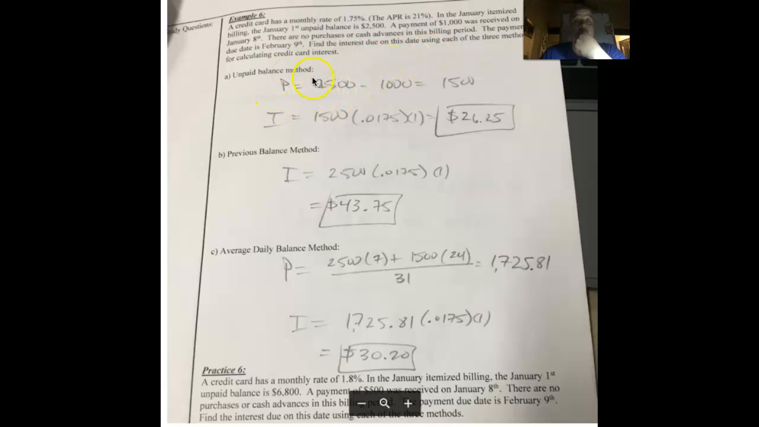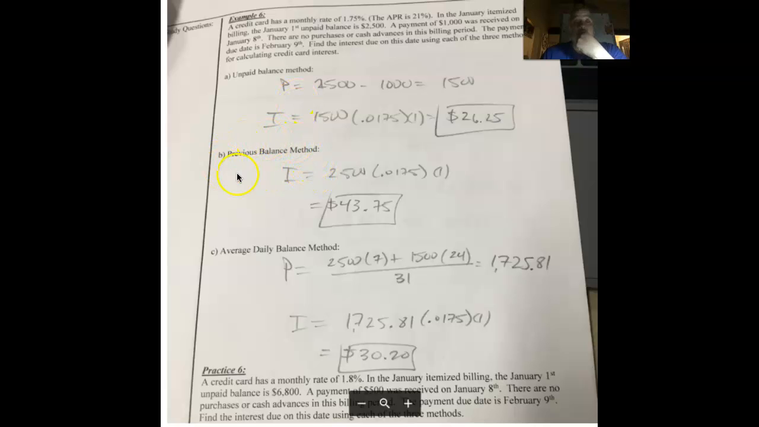Find the interest due. So unpaid balance, remember, you take that balance, you subtract the payments, and that balance you get, you multiply by the monthly rate. So that $1,500 is the balance. The monthly rate of 1.75% is 0.0175, and the interest would be $26.25 based on the unpaid balance method.